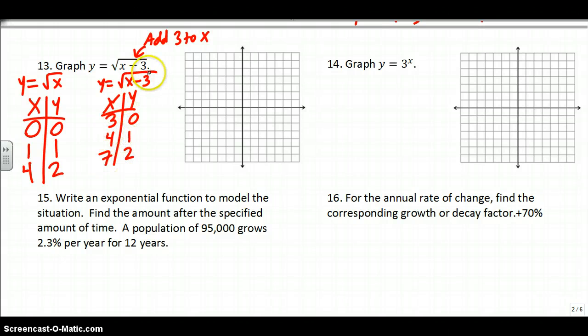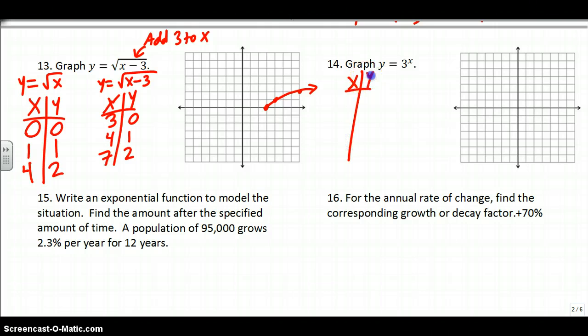If you want to plug these numbers in and check me, you can. But anyway, now we can graph it. 3, 0; 4, 1; and 7, 2. And then there's your graph. It kind of looks like half of a sideways parabola. Notice it does not go down here at all because that's kind of the starting point. You can't go any further the other way because you'll end up with a negative under the square root, and that can't work.